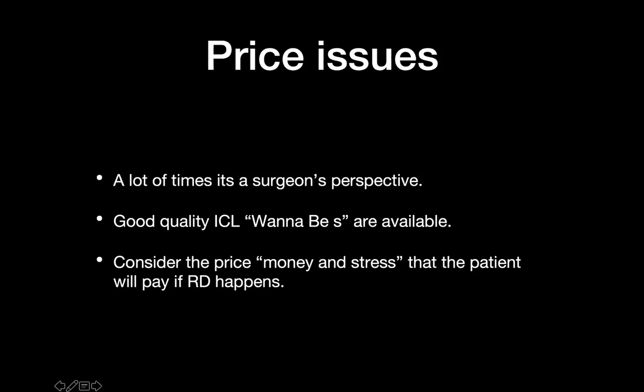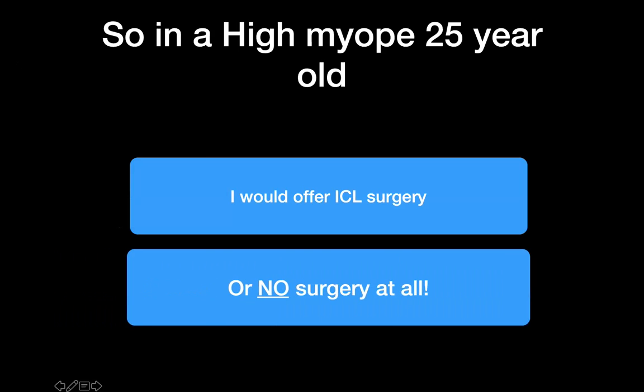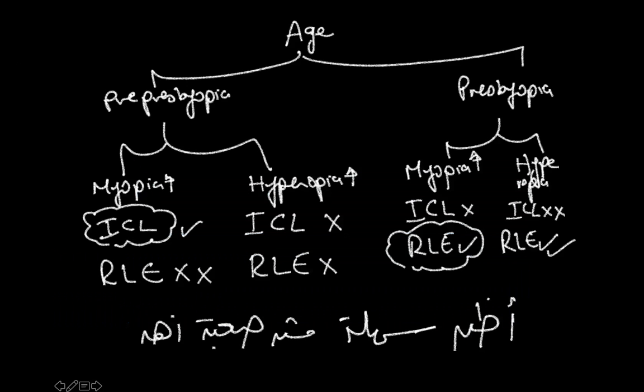Consider the price, money, and stress that the patient will pay if retinal detachment happens. So in these patients, definitely ICL is my procedure of choice. So in high myopes, 25 years of age, I would definitely offer ICL surgery or no surgery at all.